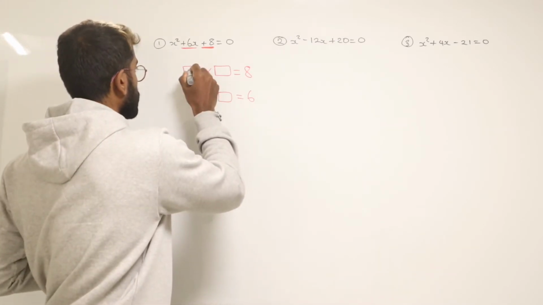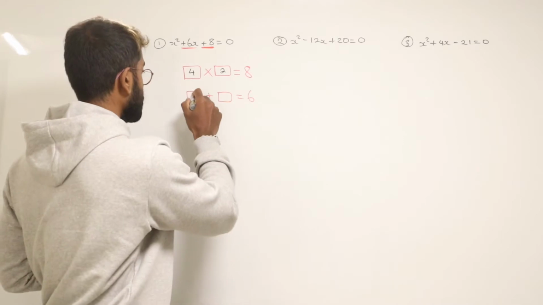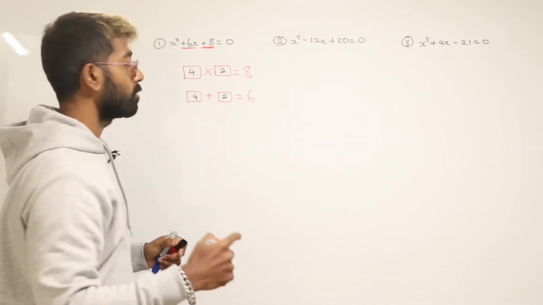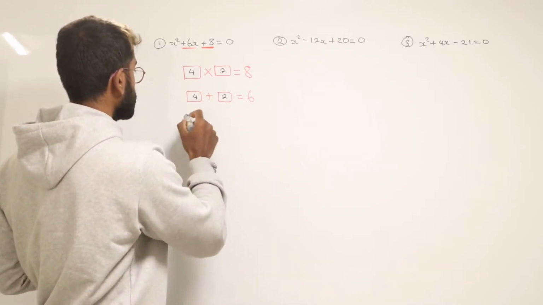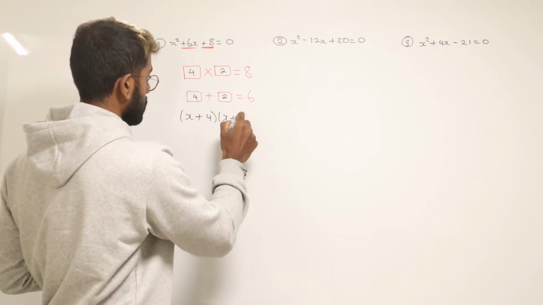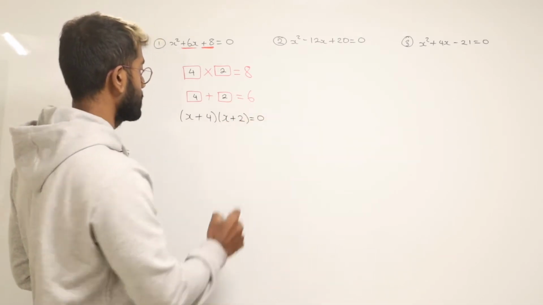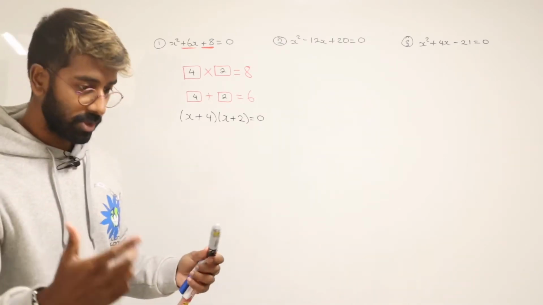So in here we can go 4 times 2 gives you 8, and at the same time 4 plus 2 will give you 6. And so 4 and 2 are the numbers of choice, and so what we do now is just pop those into two brackets like this, and now it's factorised. But now how do you go and solve it? So you want some answers, you want some roots.